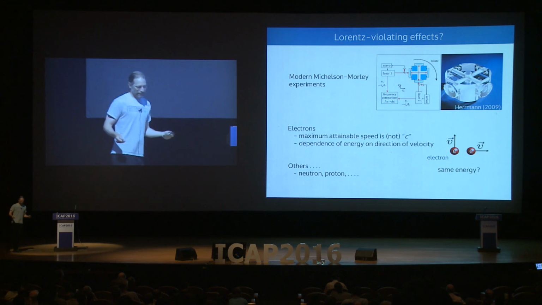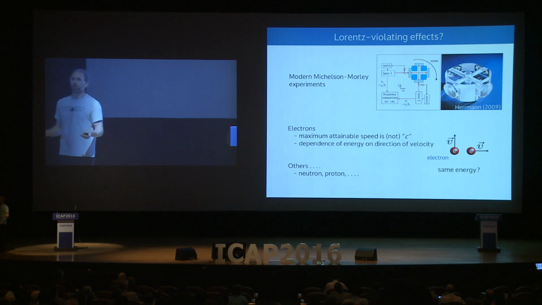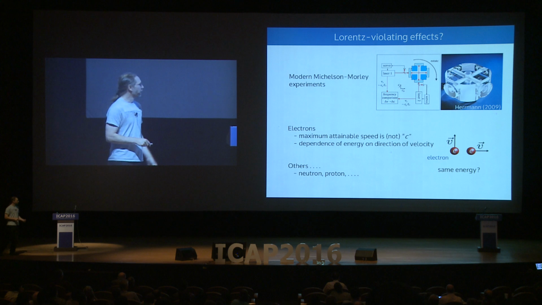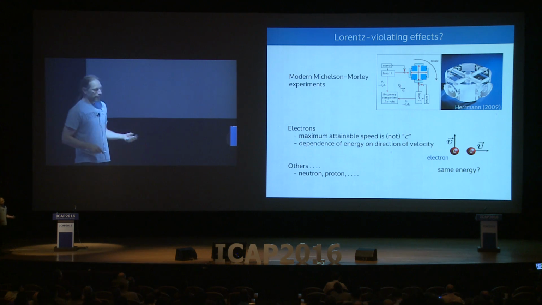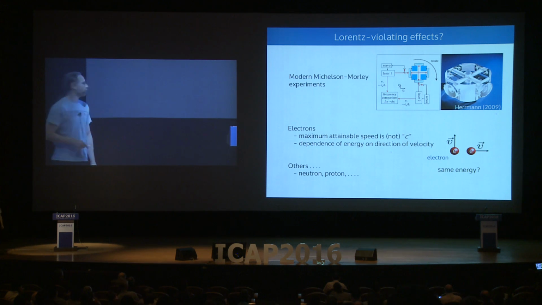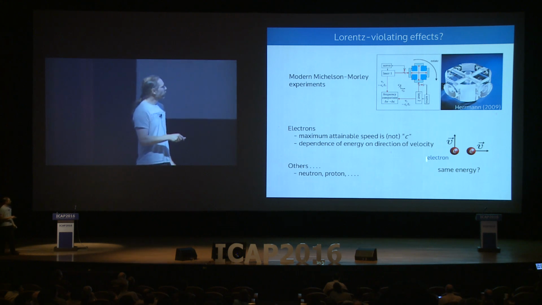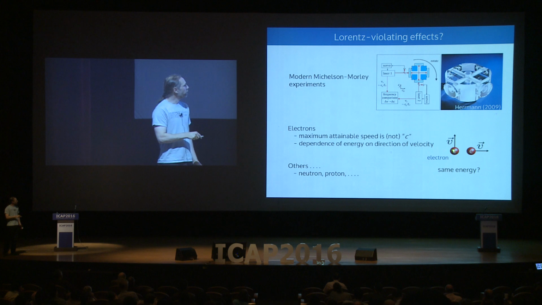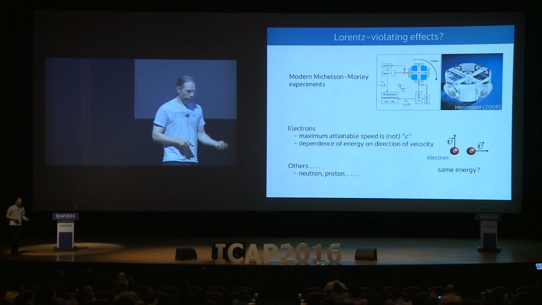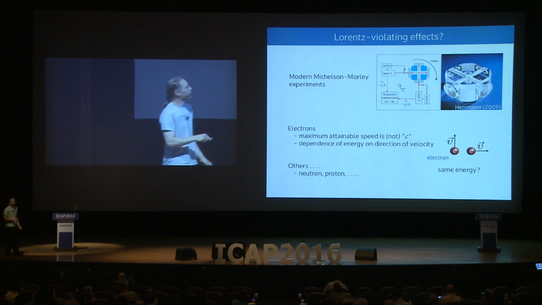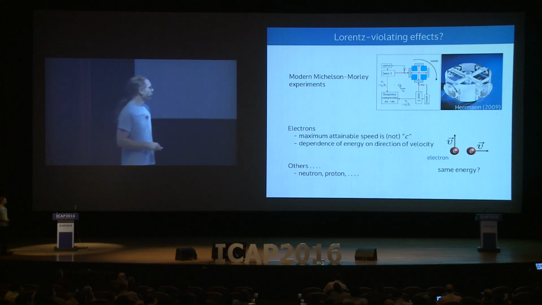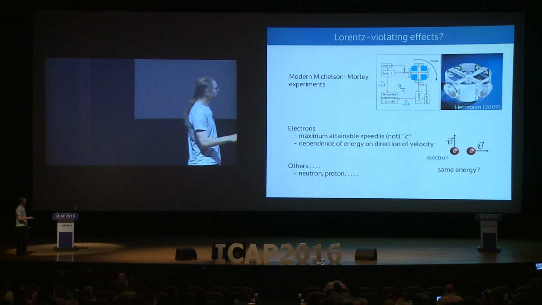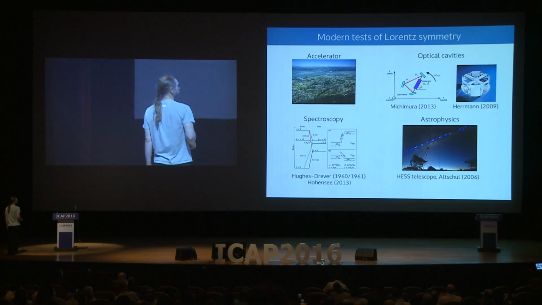However, we know that Lorentz symmetry should not hold only for light, it should hold for any particle. In particular, we are concerned here with the electron, and that means, for instance, that the maximum attainable speed should be the speed of light. And also, which is maybe more important, the energy of an electron moving with a specific velocity or momentum should not depend on the direction it moves in. So this is the kind of test we would like to do.